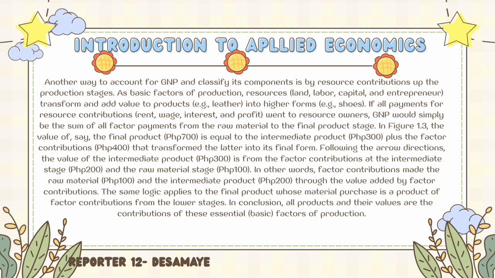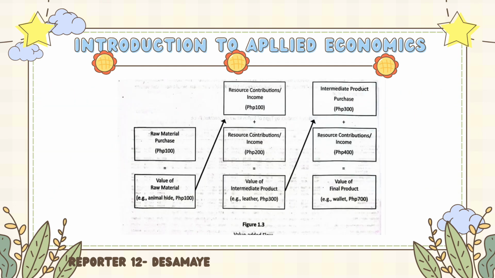So, we can see this in figure 1.3, if I'm not mistaken. The increase in value comes from payments to resource owners such as wages for labor, rent for land, interest for capital, and profit for entrepreneurs. When all these payments are added together at every stage of production, they make up the gross national product, GNP. So if these four are added together, they become the gross national product or GNP. So in conclusion, all these products' final value is the result of combined contributions from the basic factors of production. As you can see, this is figure 1.3, which is the value-added flow.